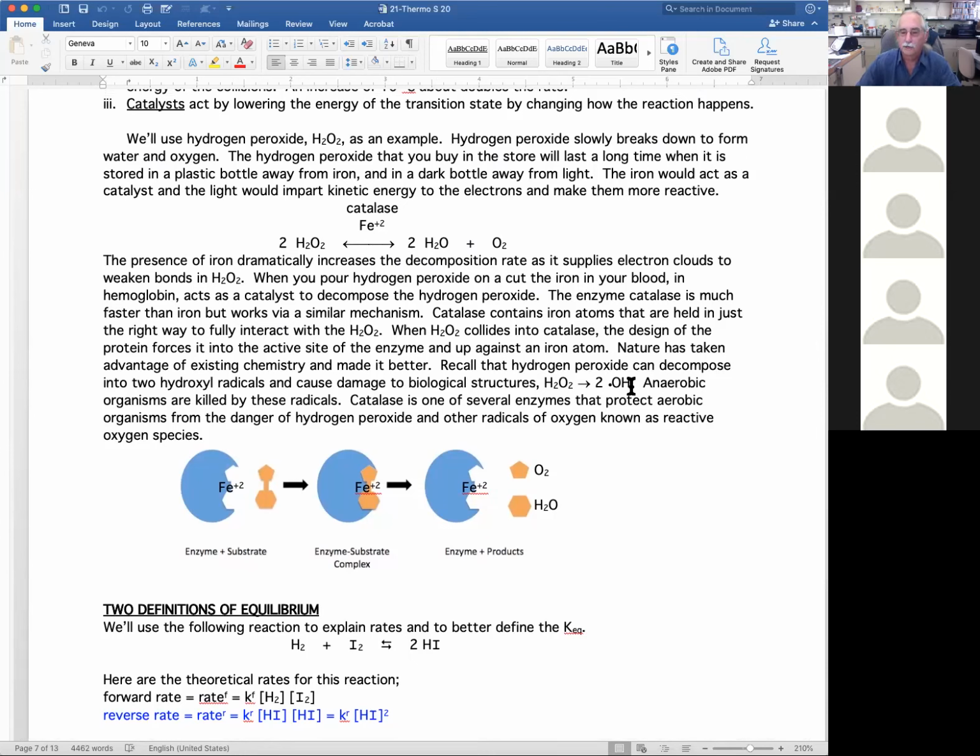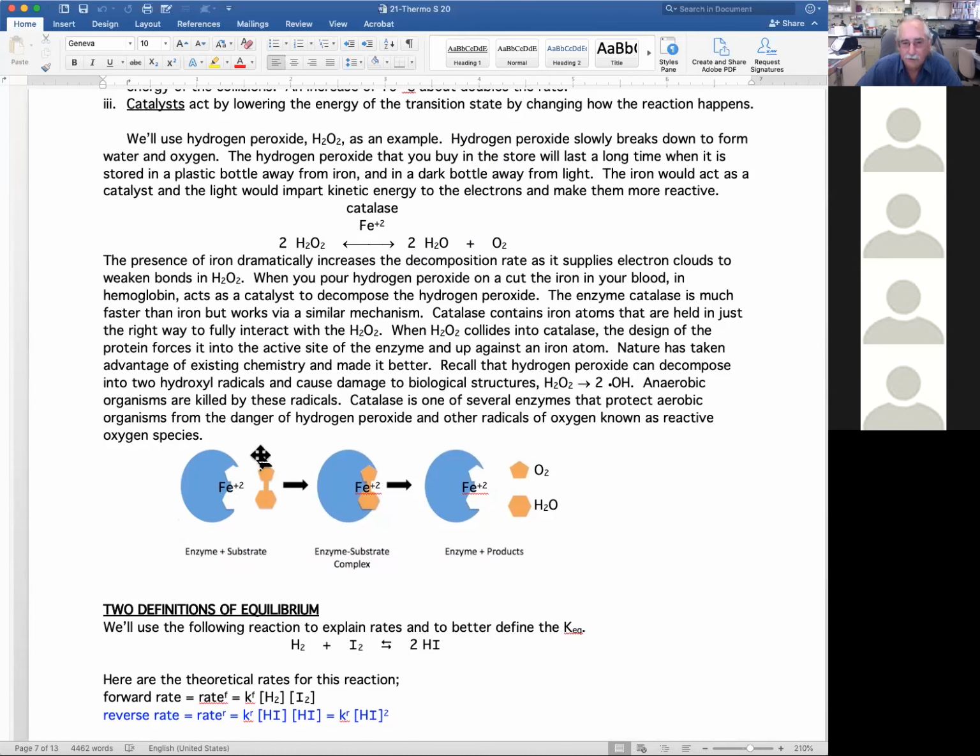But because you're an aerobic organism, you have an enzyme called catalase. So here's the best scenario that I've been able to steal from the internet and modify. So here's catalase right here. Catalase has in it a cofactor of iron. It's an iron-dependent enzyme.